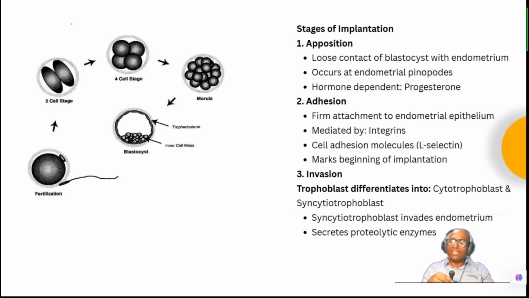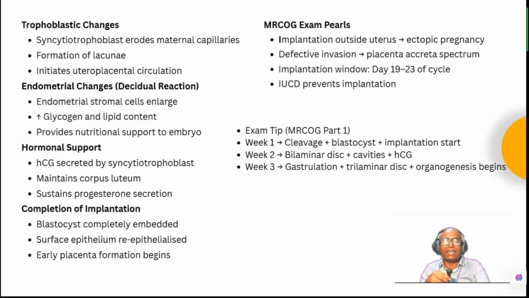Okay, so the next step is invasion. So initially there is apposition, then there is adhesion, and the next step is invasion. The trophoblast differentiates into the cytotrophoblast and the syncytiotrophoblast. This syncytiotrophoblast invades the endometrium. It secretes proteolytic enzymes. Okay, so which type of trophoblast? It is the syncytiotrophoblast that is responsible. It will invade the endometrium. It will secrete the proteolytic enzymes.